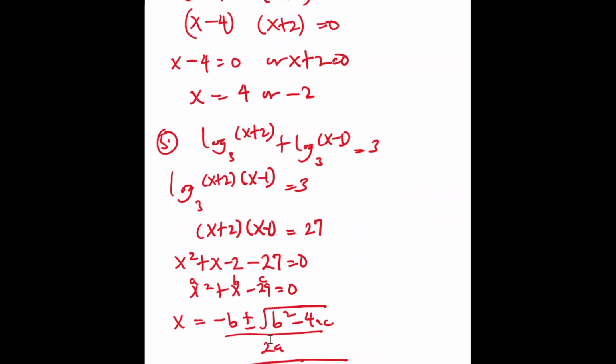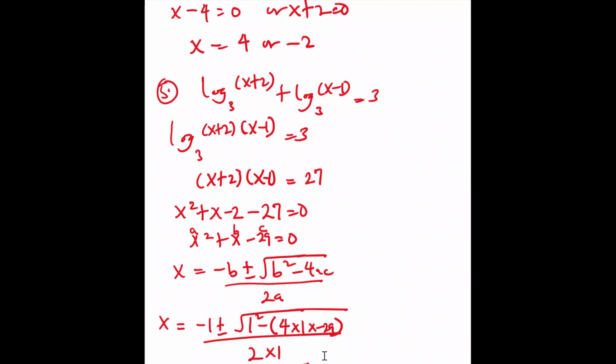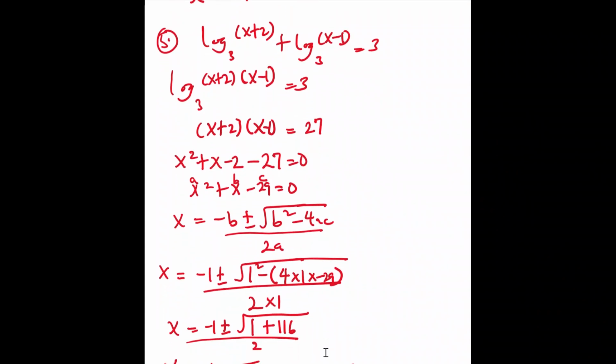And the quadratic formula is x equals minus b plus or minus square root of b squared minus 4ac over 2a. Okay. And then we do x equals minus 1 plus or minus square root of 1 squared minus 4 times 1 times minus 29 divided by 2 times 1. Okay, so that will be x equals minus 1 plus or minus square root of 1 plus 116 divided by 2.